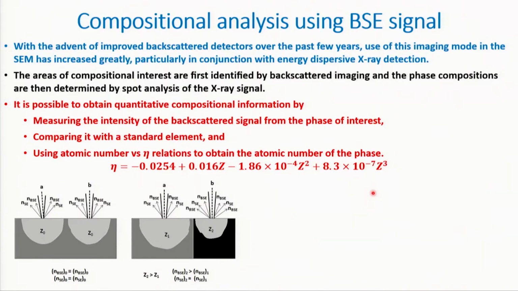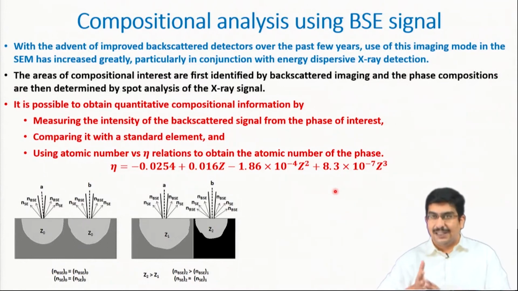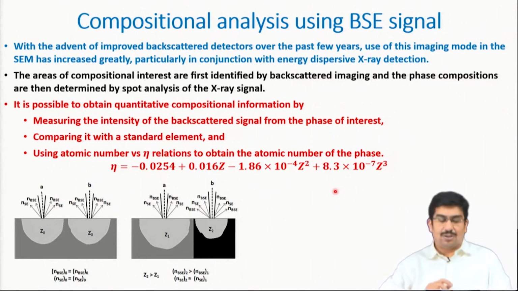So, the first thing, continuing from last week, the compositional analysis using BSE signal. We have seen how the BSE signal is used for topographic imaging, just because the backscattered electron yield, similar to the secondary electron yield, also depends on the specimen tilting with respect to the electron beam. The difference between the secondary electron topographic mode and the backscattered electron topographic mode is that backscattered electrons have far more directionality. The way they are generated has a directional aspect, and that is why backscattered electron imaging is far less sensitive compared to secondary electron imaging.